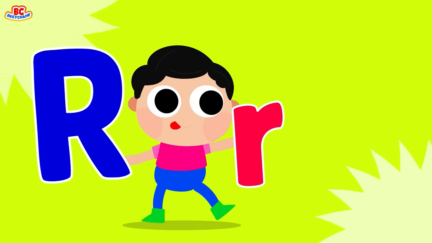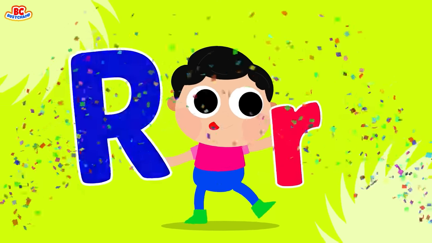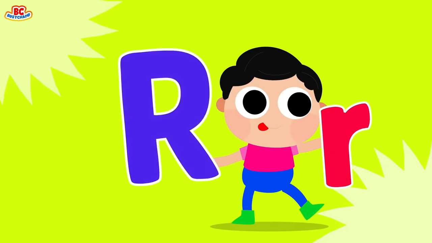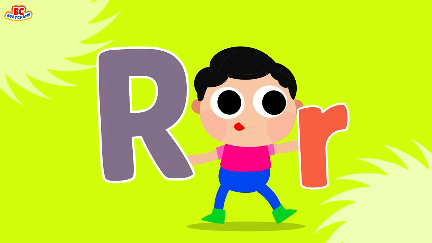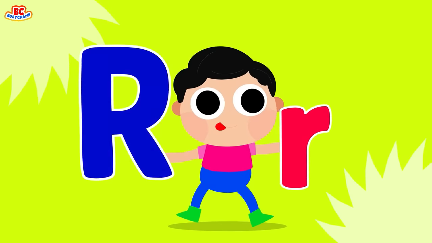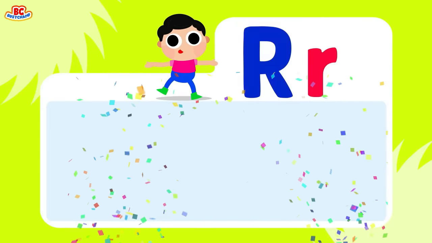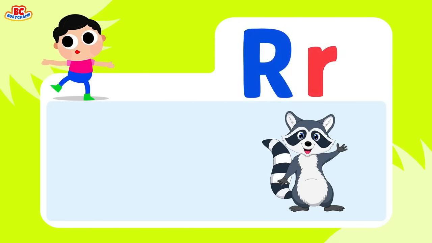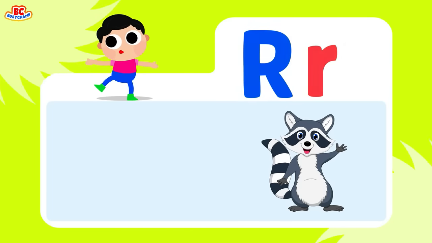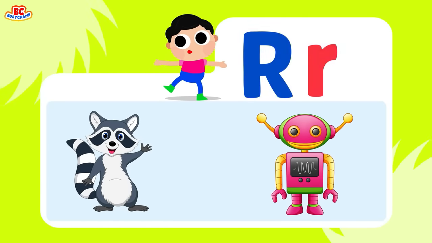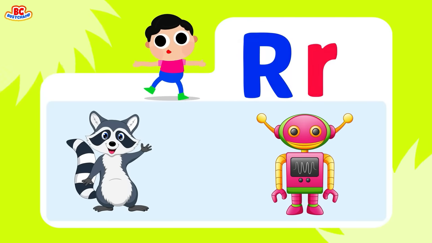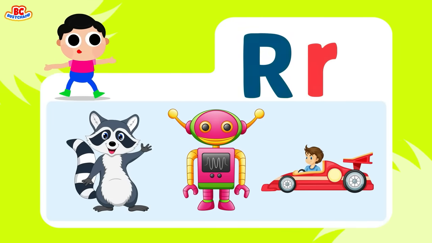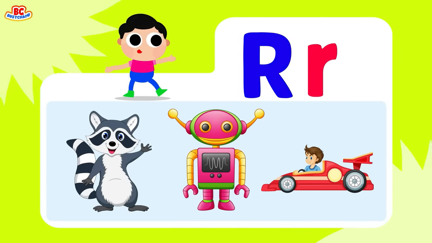Which alphabet can you see in my hands? I have the letter R in my right hand and it sounds R in my left hand. And there are so many words that begin with letter R. R called raccoon. Raccoon. R called robot. Robot. R called racer. Racer.